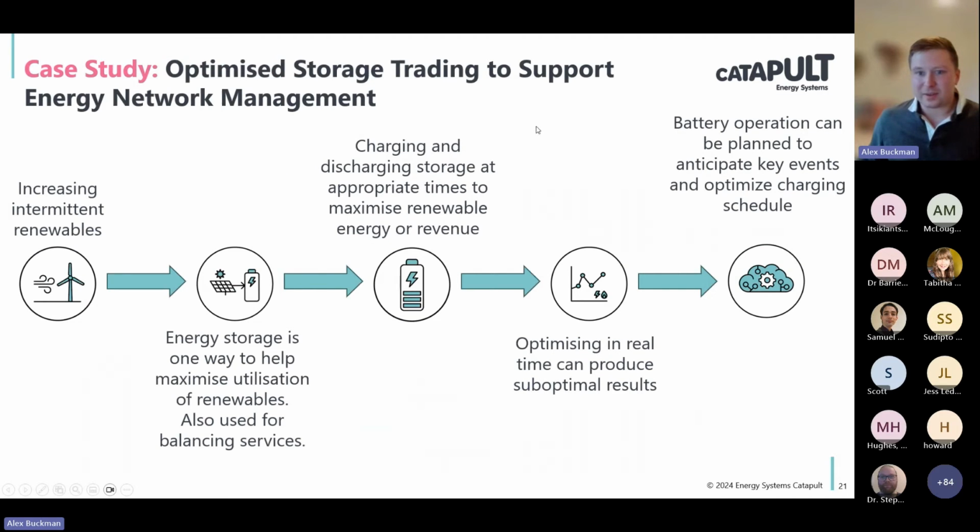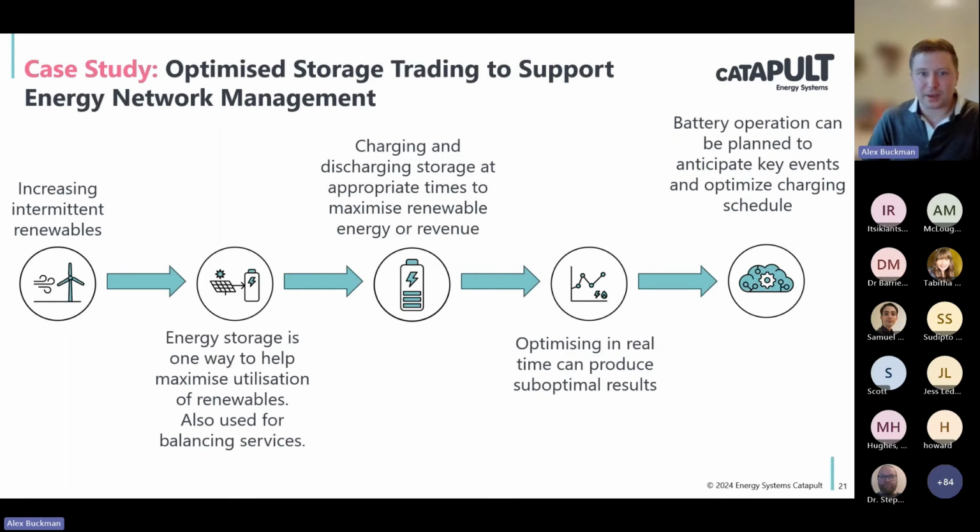Just to take a bit of a case study, imagine this situation. There's increased renewable energy on the network, and this is intermittent and dependent on weather conditions. Energy storage is one way to help maximize the utilization of that renewable energy, and use it when demand is highest but wind and solar generation is lowest. Energy storage can be utilized for balancing services, but a simple application involves charging and discharging at appropriate times to either maximize renewable energy utilization or maximize revenue, depending on what you're using that particular storage asset for.